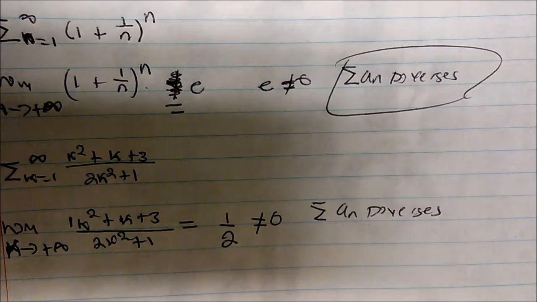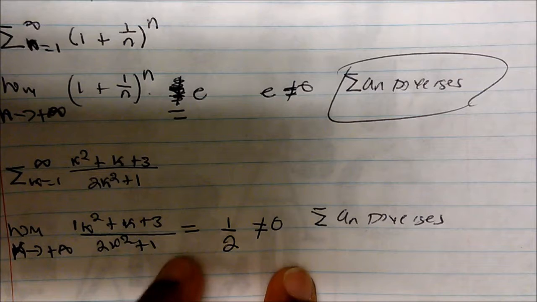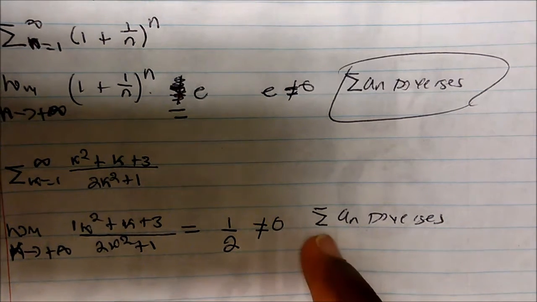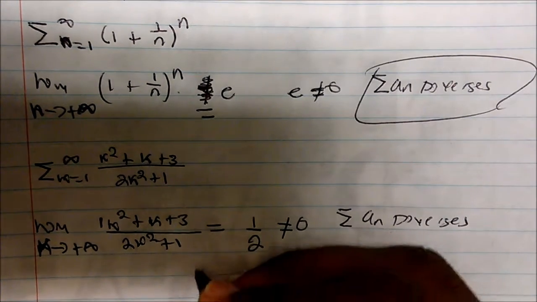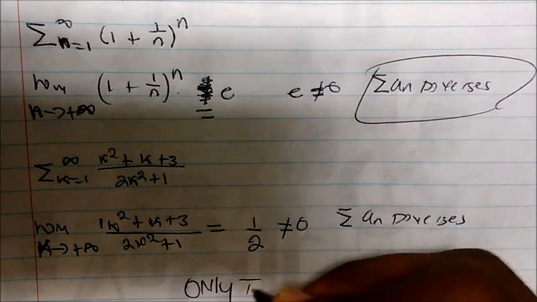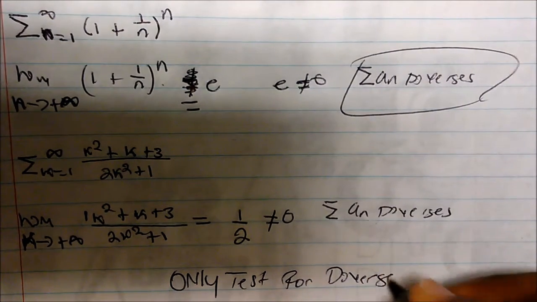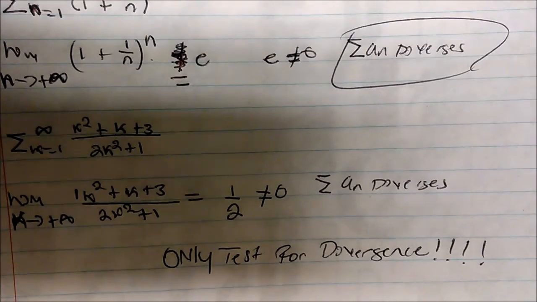Now be careful here. This tells us nothing about convergence. Please let me repeat this point: the divergence test strictly tells us about divergence. It tells us nothing about convergence. So if the limit is equal to 0, we should not conclude that the series automatically converges. The divergence test only tests for divergence. Only for divergence!